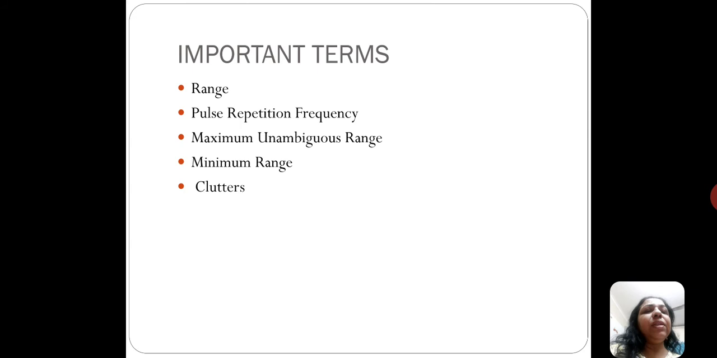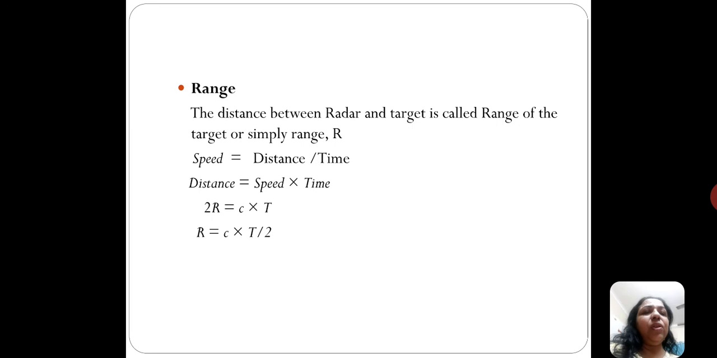The important terms we use here are range, pulse repetition frequency, maximum unambiguous range, minimum range, clutters, etc. First, range. The distance between radar and target is called the range of the target, or simply range R. We know that speed is equal to distance by time, so distance is speed into time. Distance is the range here.